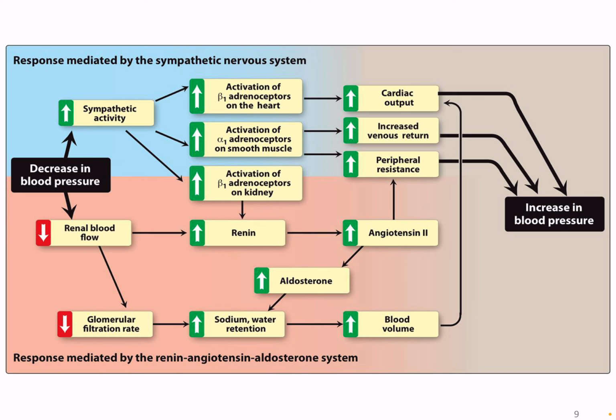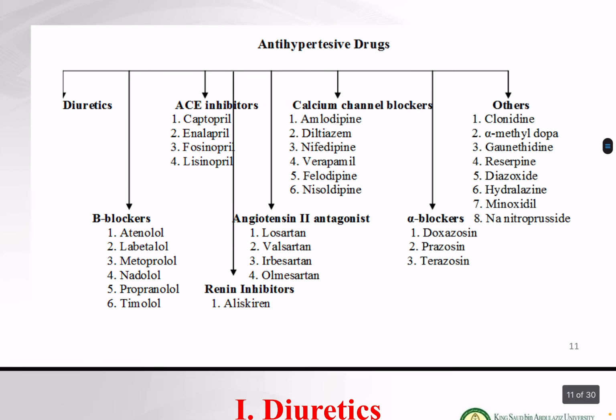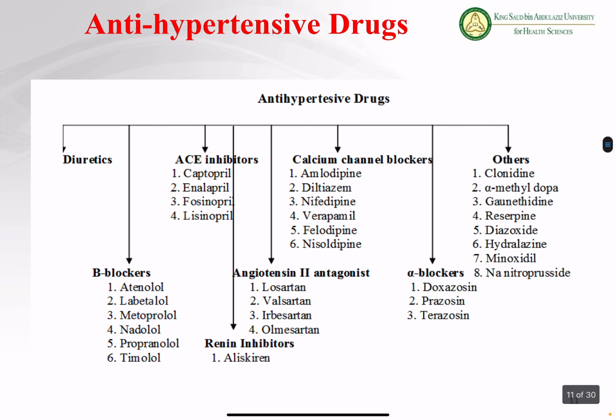Then we have a calcium channel blocker. Inshallah, we'll discuss this today. Then we have an alpha blocker, and then we have the other category of drugs. Other means this category follows different mechanisms, and they are rarely used nowadays. Okay. Then we start with the diuretic.